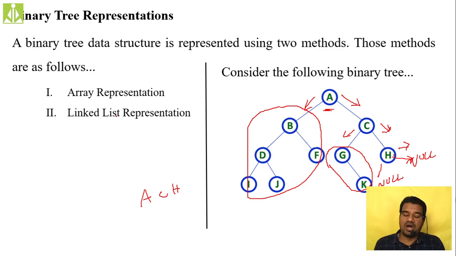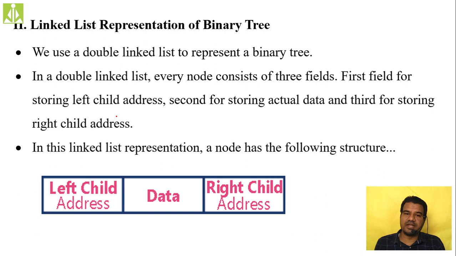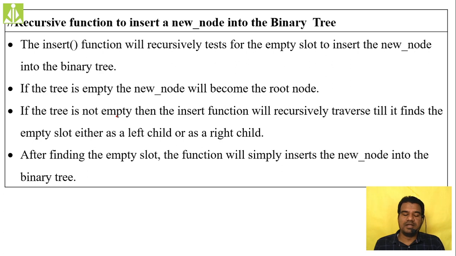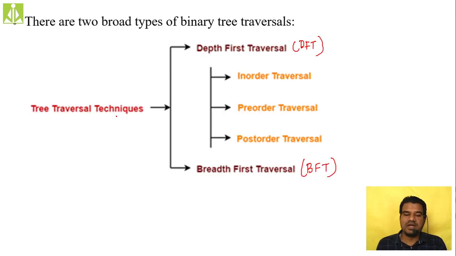Those orders are nothing but tree traversal techniques. In binary tree traversal techniques, we have depth first traversal, DFT, and breadth first traversal, BFT. The DFT is again broadly divided into three types: in-order traversal, pre-order traversal, and post-order traversal. Of course, the concepts may look somewhat complicated, but they are way easier than doubly linked lists and singly linked lists, believe me.